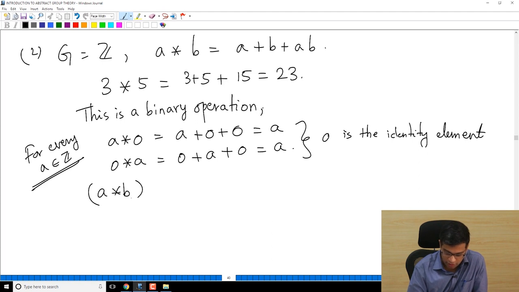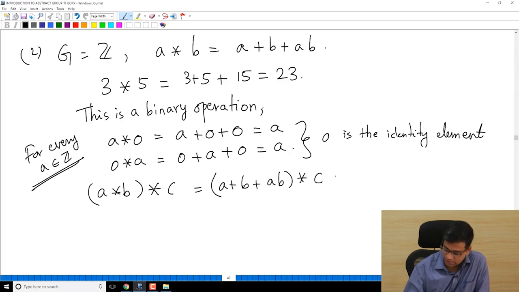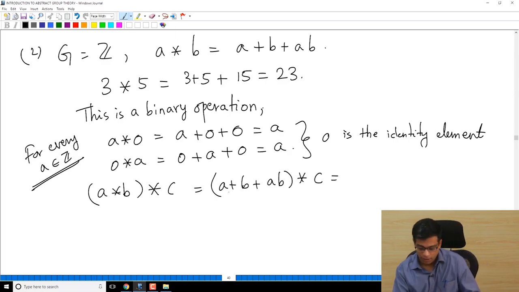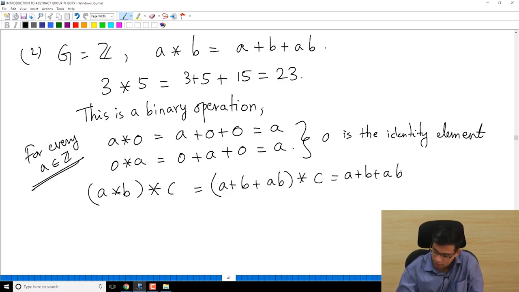We want to do A star B star C. What is this? First I am doing A star B. So, this is (A plus B plus AB) star C. Remember that when I star, I take the first one plus the second one plus the product of the two. So, here the first element is A plus B plus AB, the second element is C, plus the product. So, that is AC plus BC plus ABC. So, that is the element (A star B) in brackets, then star C.